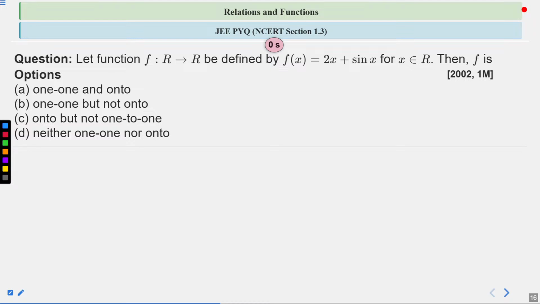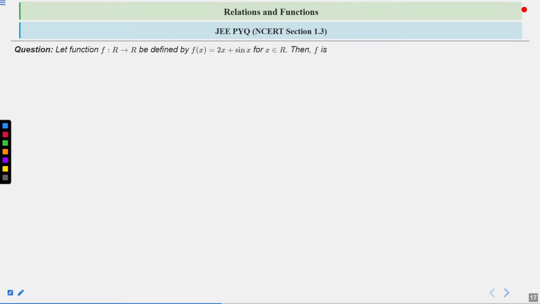Okay, let us move to the solution part. So the question was, let the function f from R to R be defined by f(x) is equal to 2x plus sin x for x belonging to real. Then we need to talk about f. So the correct answer is A, right? Everyone was right. The correct answer is A, which is f is one-one and onto. Let us check.